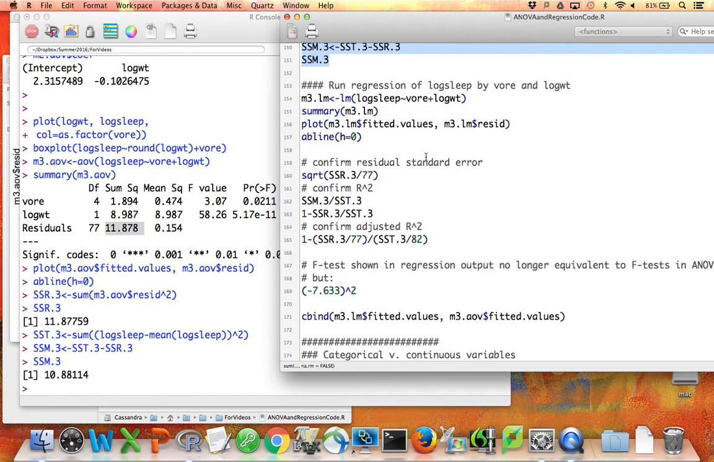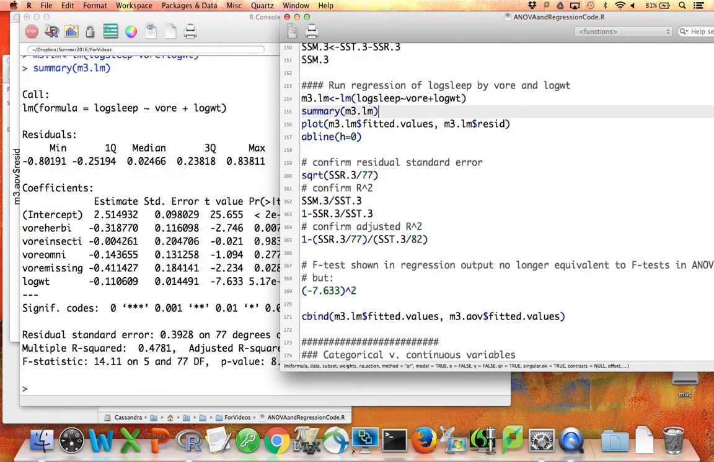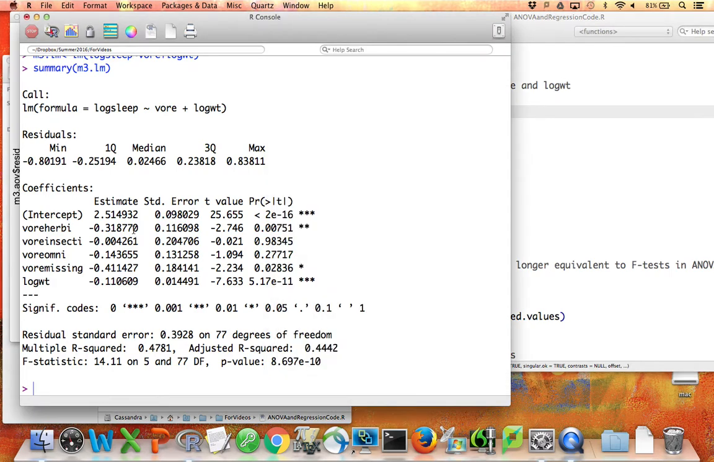Now I'm going to run the equivalent regression. So I'm calling it M3 because it's the same model. It's the third model we're running, but we're going to call it .lm because we're going to use the lm function to predict log sleep based on VOR and log weight. So I'm summarizing that.